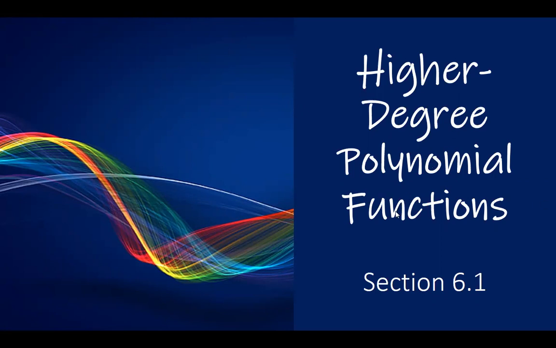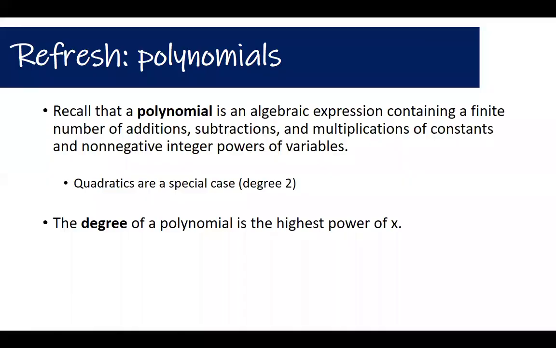Today, we're going to start section 6.1, which covers the higher degree polynomial function. So remember from a previous chapter that a polynomial is an algebraic expression that contains a finite number of additions, subtractions, and multiplications of constant and non-negative integer powers of variables. So that's really math speak, but you're just saying that you have some number times x cubed plus some number times x squared plus some number times x plus a constant.